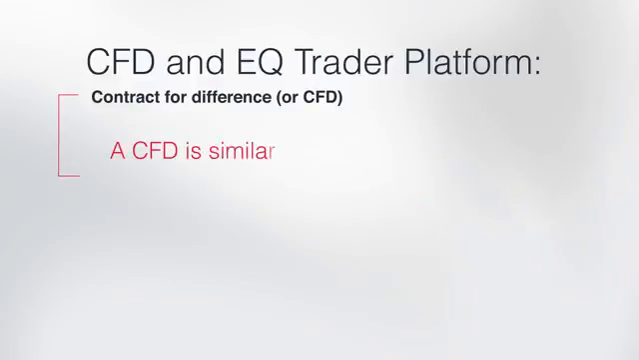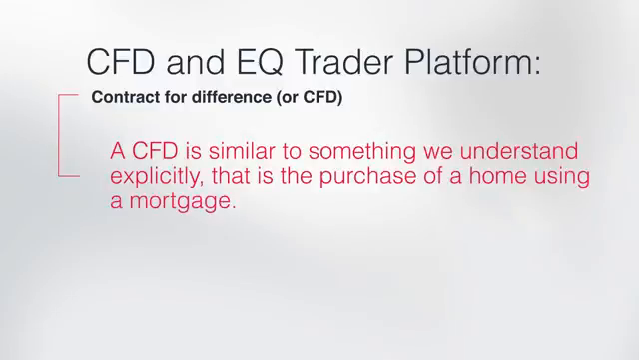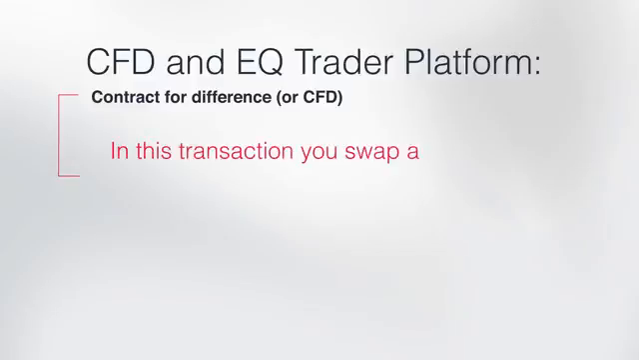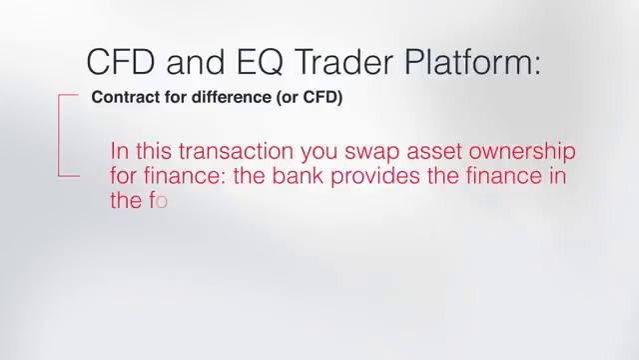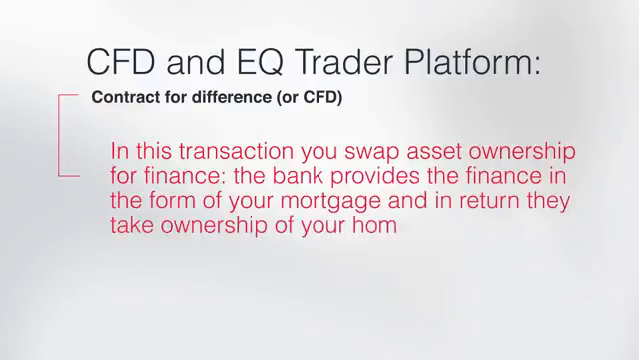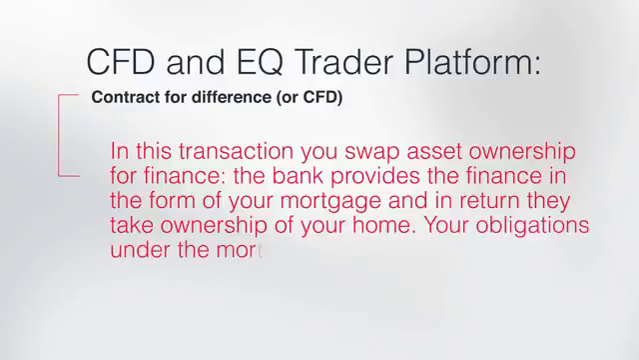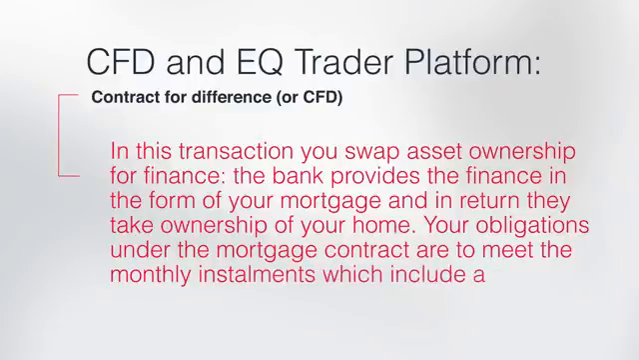A CFD is similar to something we understand explicitly, that is, the purchase of a home using a mortgage. In this transaction, you swap asset ownership for finance. The bank provides the finance in the form of your mortgage, and in return, they take ownership of your home. Your obligations under the mortgage contract are to meet the monthly installments, which include a capital and finance portion.